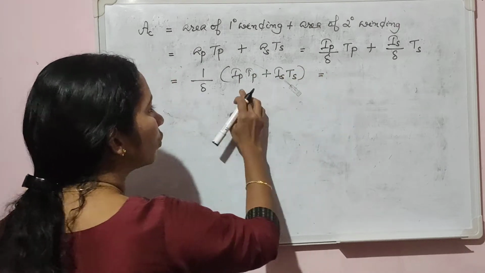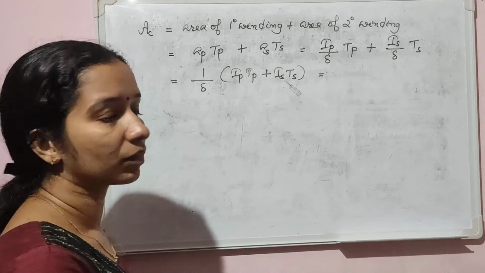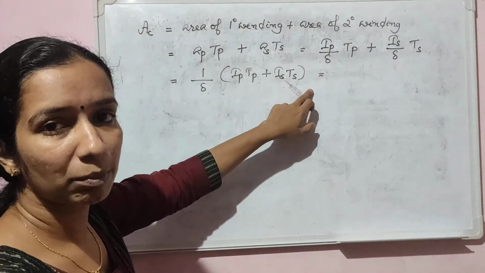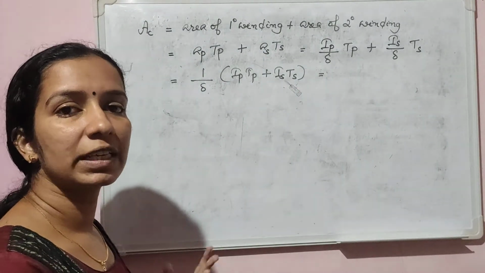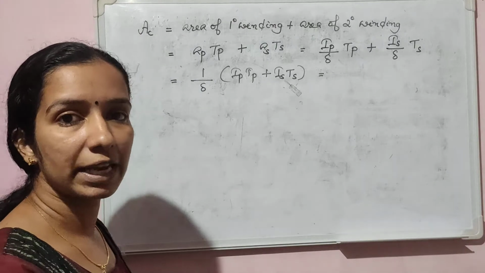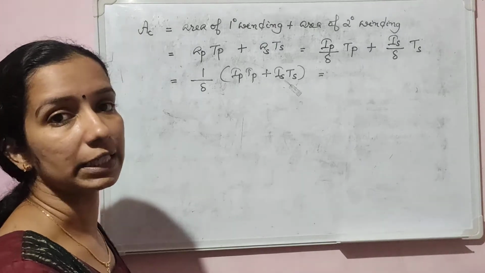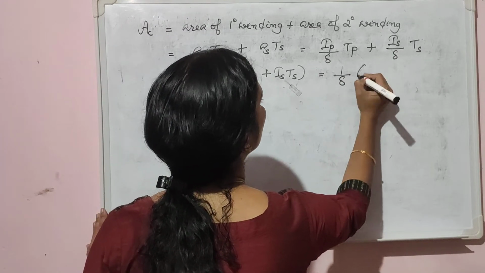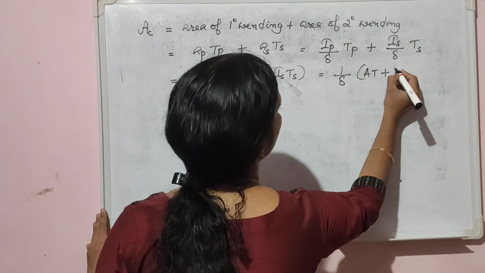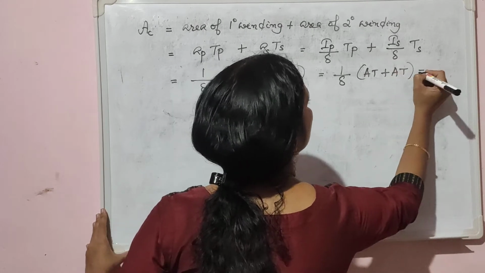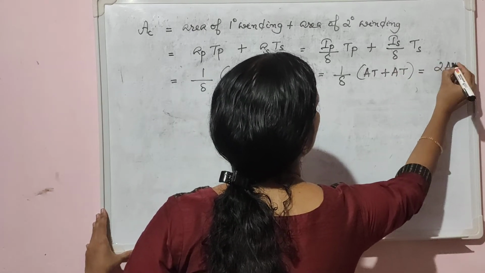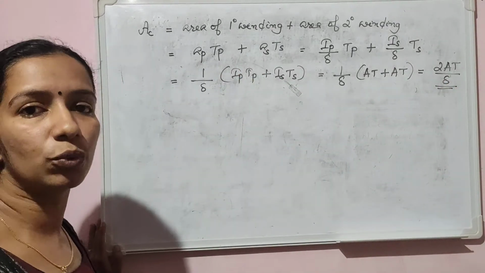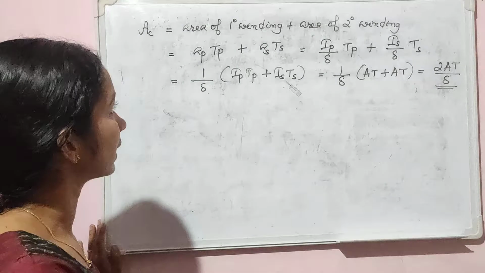Okay. Now what is IP TP and IS TS? Both are equal to MMF. This is primary MMF and this is secondary MMF, and we have already considered both the MMFs are the same and we have denoted it as AT. So this can be written as 1 by delta into AT plus AT, which is equal to 2 times AT divided by delta. AC is equal to 2 times AT divided by delta.